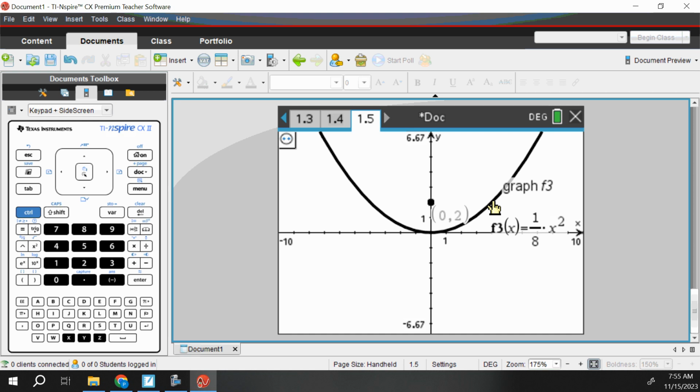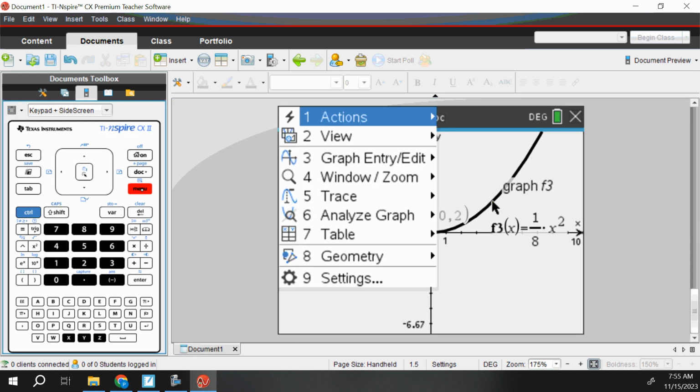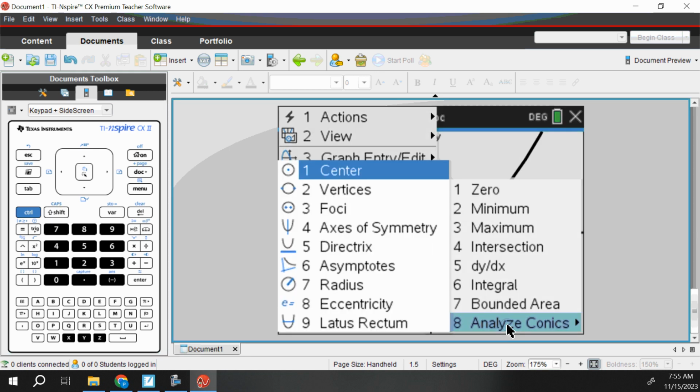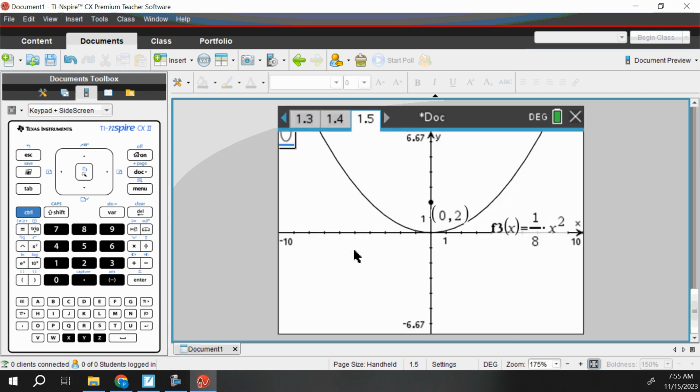Well, now let's check our directrix. We can do Menu, Analyze Graph, number 8, Analyze Conics, and notice number 5 is directrix. So we'll select that, touch the graph we want to find the directrix of, and notice the directrix shows up y equals -2.